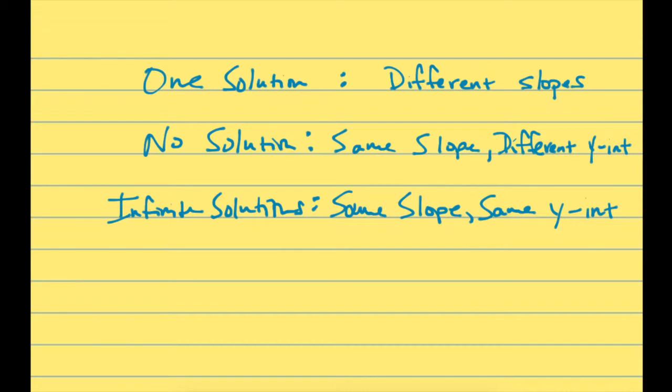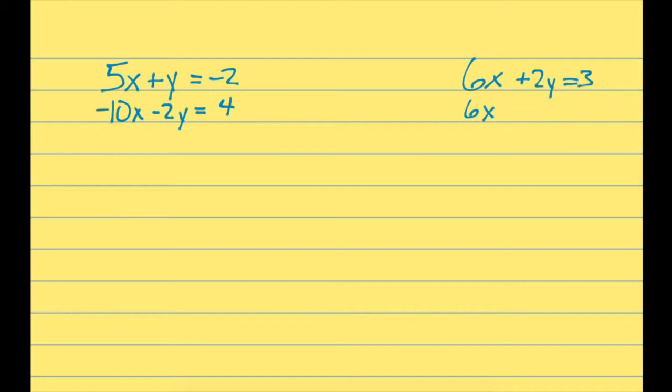So if we look at example 3, it gives us two systems of equations. And we want to determine if they are inconsistent or consistent dependent without going through every step. Let's look at the one on the left.